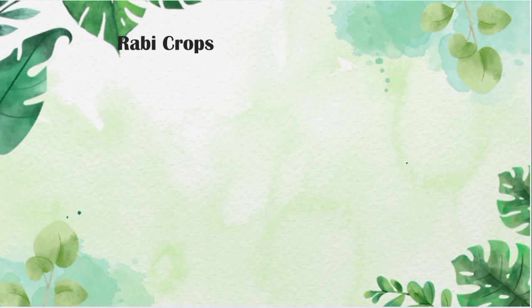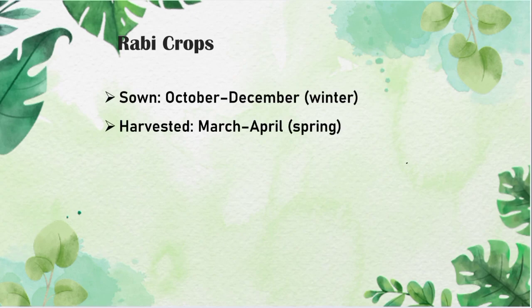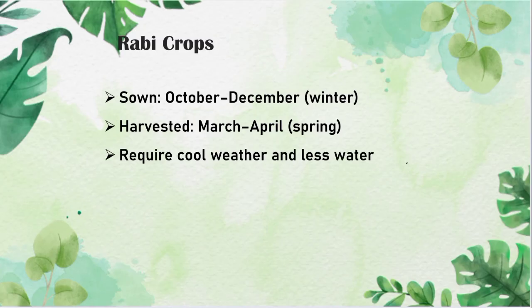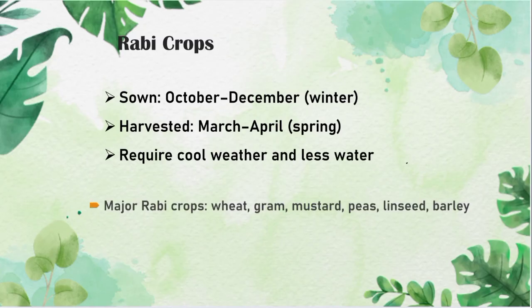Rabi crops, sown October to December, winter, harvested March to April, spring. They require cool weather and less water. Major Rabi crops are wheat, gram, mustard, peas, linseed, and barley.